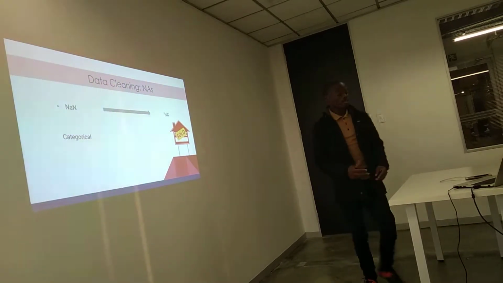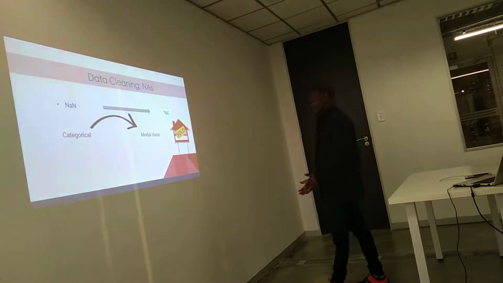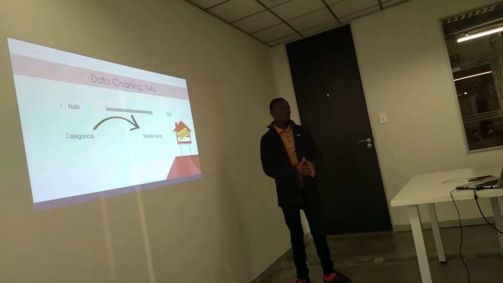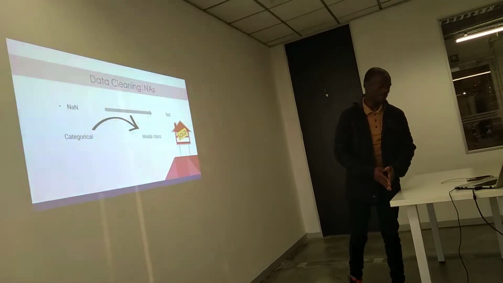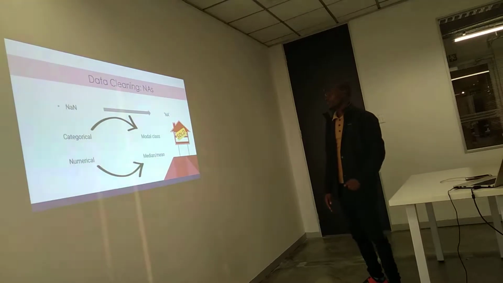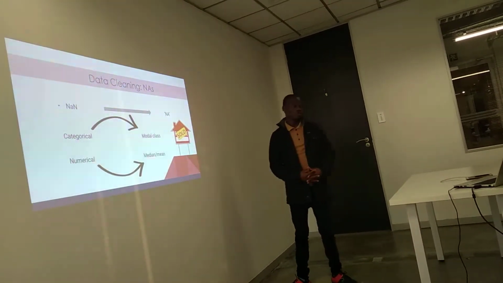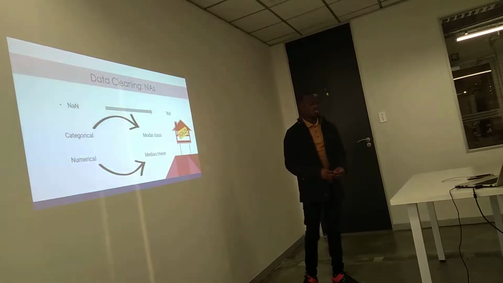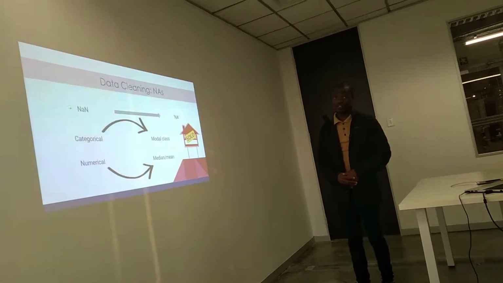In the categorical data set, I'm going to replace the missing values with the modal class. And then in the numerical data set, I'm going to use the median or the mean. I'm going to choose between the two, but choosing between these two also relies on the results that I'll get from the model.